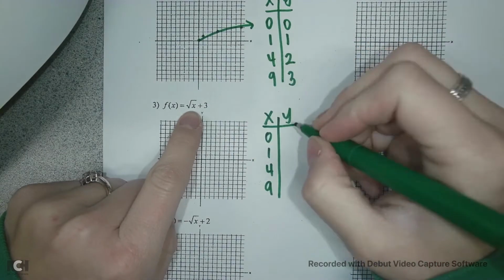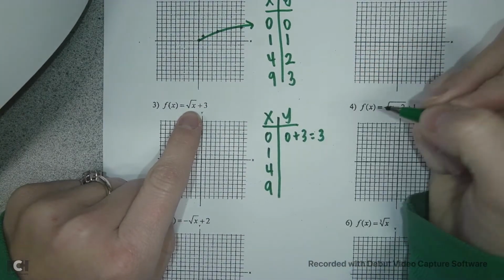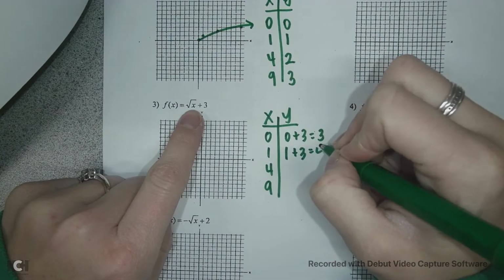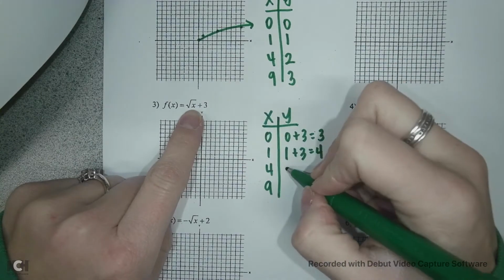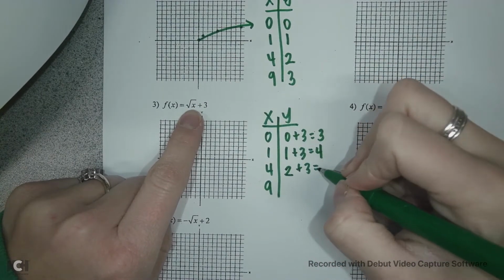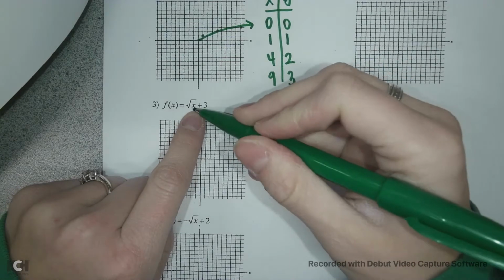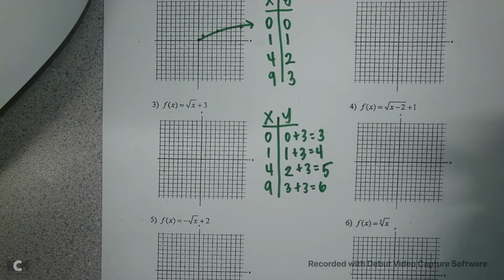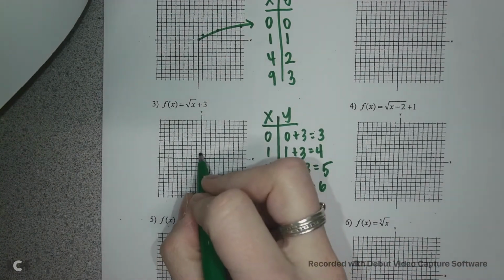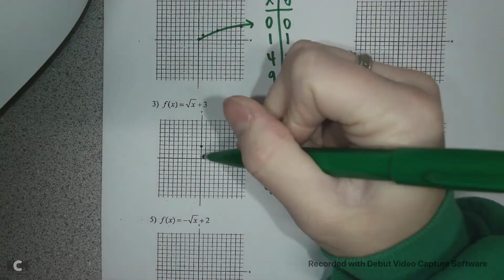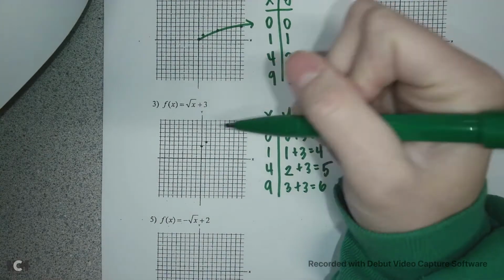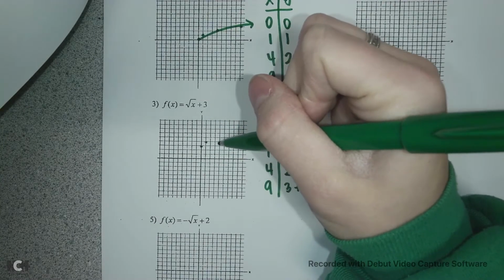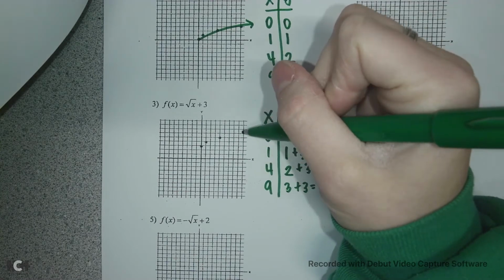So the square root of 0 is 0, and then we have to add 3, which gives us 3. The square root of 1 is 1, and then we have to add 3, which gives us 4. The square root of 4 is 2, and then we add 3, so that gives us 5. And the square root of 9 is 3, and 3 is 6. So these are my ordered pairs. We're going to graph them. Then we're going to see how we change from the parent function to this guy.